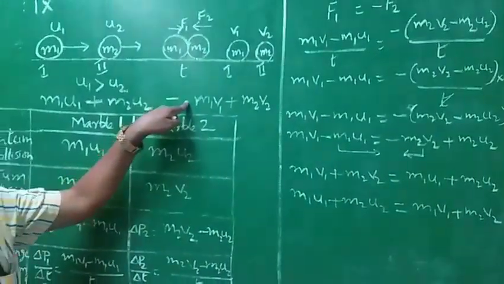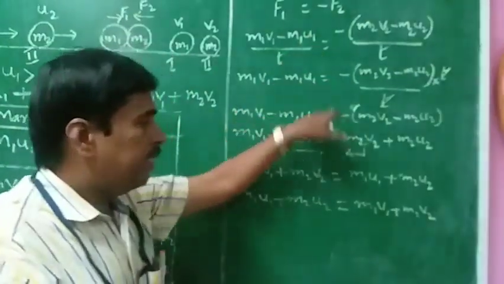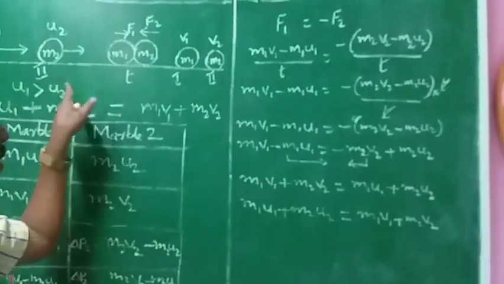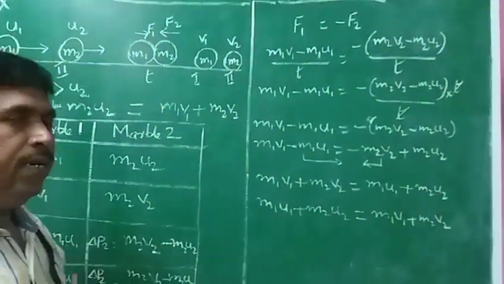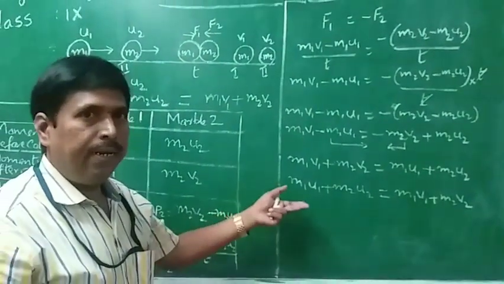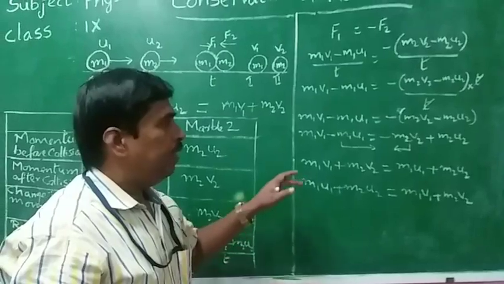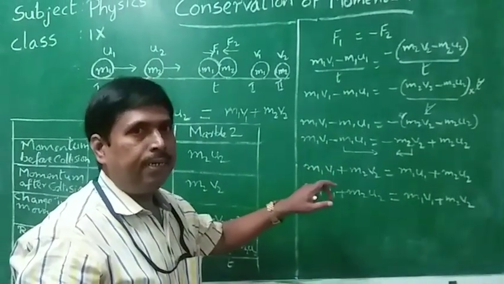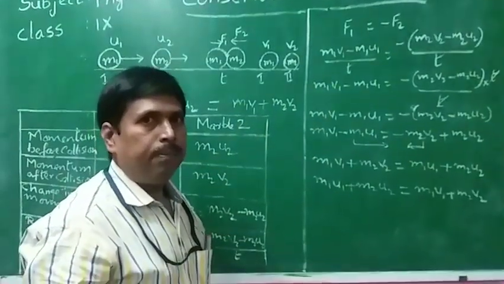Based on Newton's third law, action is equal to minus reaction, you are able to prove the conservation of momentum. From that, what you can understand is that when the net external force is absent, the total system is said to be isolated, and the total momentum remains unchanged. So that is the law of conservation of momentum.